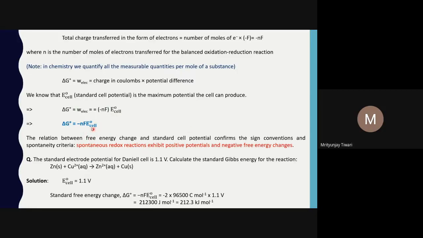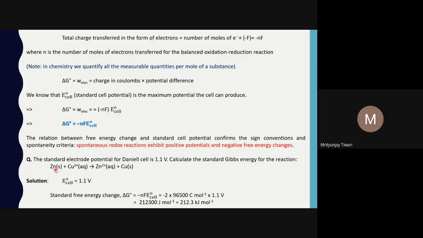So the relation of how this E naught cell, positive E naught cell, is related to the spontaneity of that certain reaction, we can now see from this relation. We have seen in our last class, we somehow tried to correlate it, and here we get this information very clearly. The relation between the free energy change and the standard cell potential conforms the sign convention and spontaneity criteria. What is this criteria? Spontaneous redox reactions exhibit positive potentials and negative free energy changes.